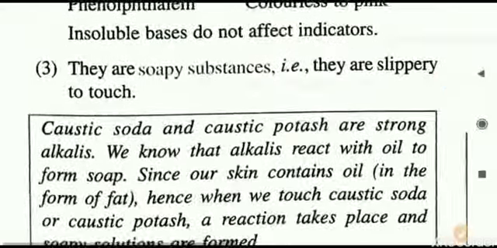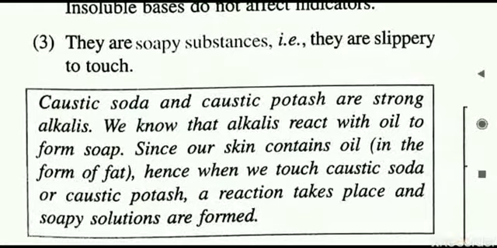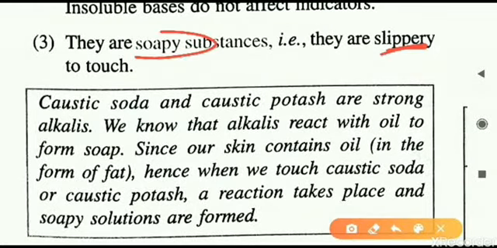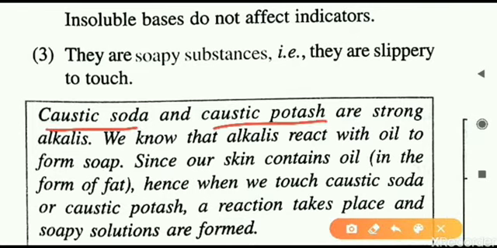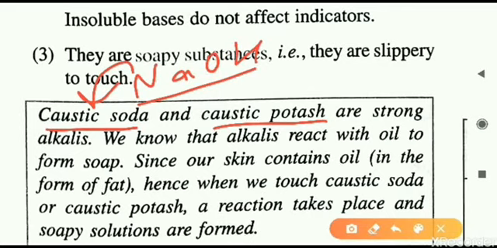The next physical property is that bases are slippery to touch. All the bases are slippery to touch. They are soapy substances. This can be understood by the concept given here, that is caustic soda and caustic potash. Both of these are strong alkalis. What is caustic soda? The common name of NaOH is caustic soda. Similarly KOH, potassium hydroxide, is commonly known as caustic potash.